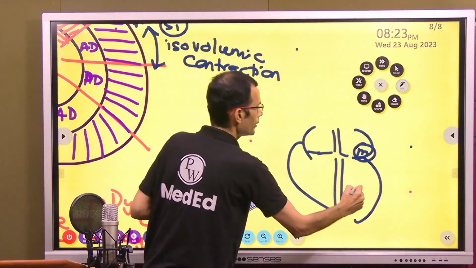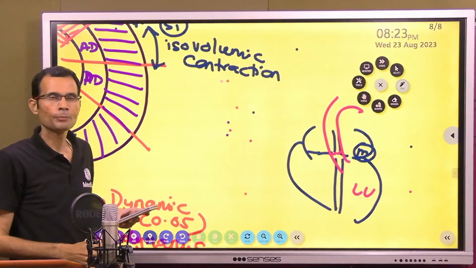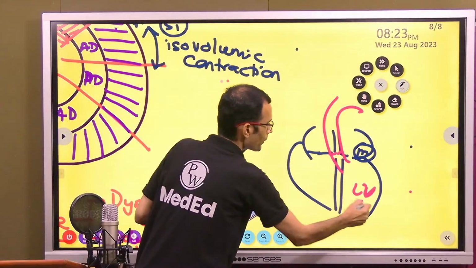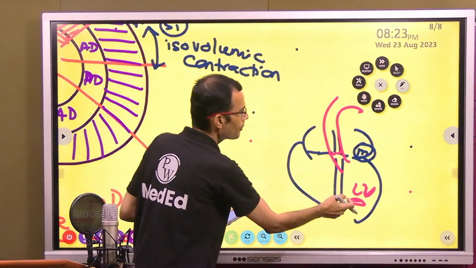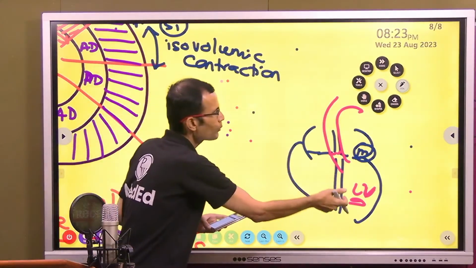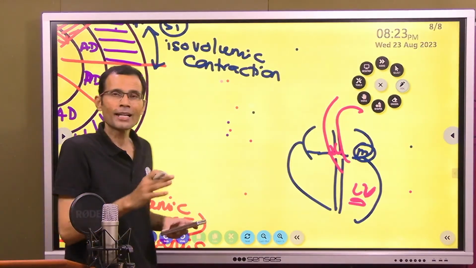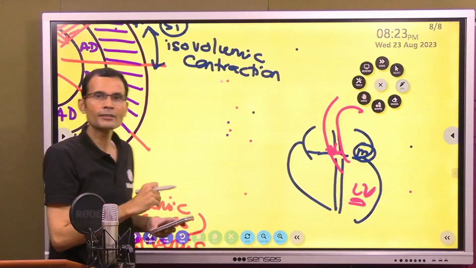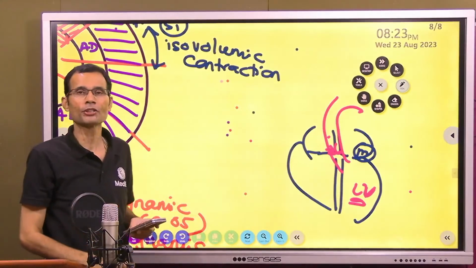Let's show it here. Left ventricle, and this is the aortic valve. Aortic valve has not yet opened. Why has the aortic valve not yet opened? Because left ventricular pressure, which is rising actually, has not become greater than the aorta pressure. When the left ventricular pressure becomes more than the aorta pressure, only then the aortic valve will open and the ejection will start. But that has not happened yet. Which means during this phase, aorta pressure is still more than the left ventricular pressure.